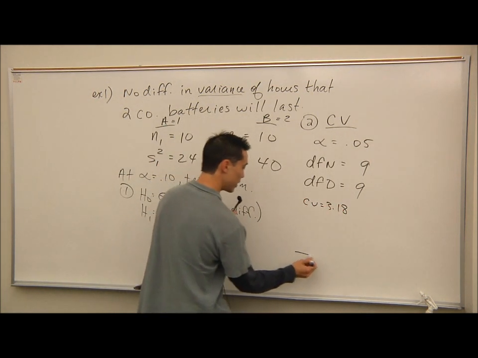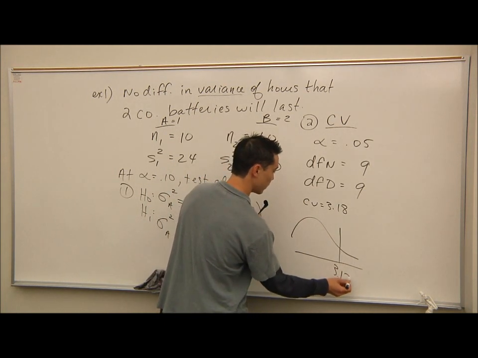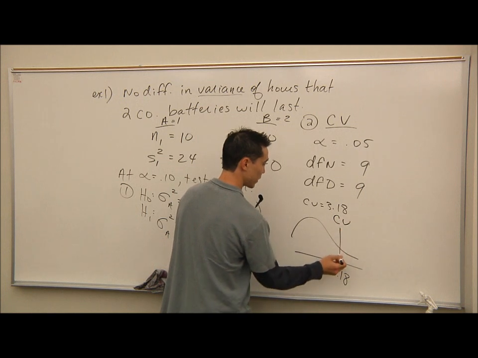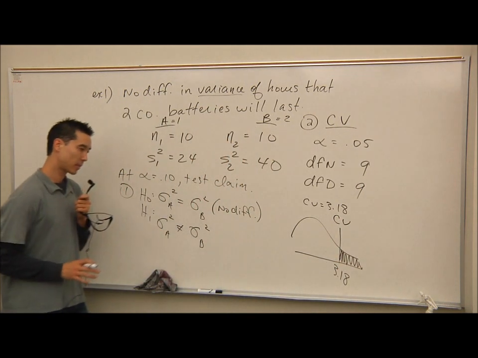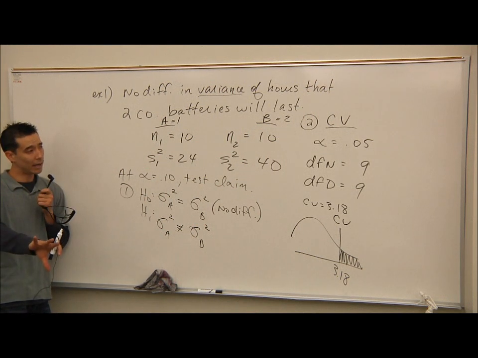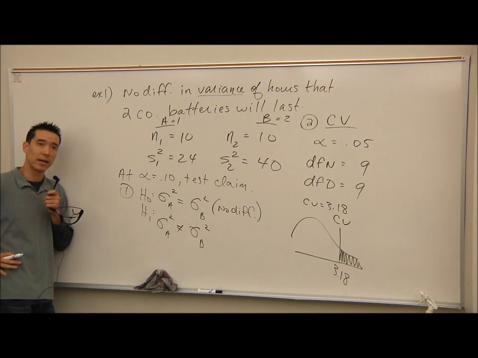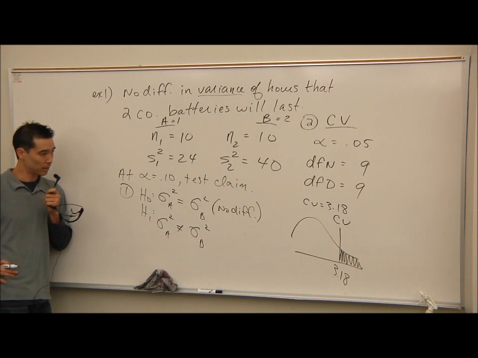Okay, so I'm going to make a little makeshift F distribution, and here's 3.18, and here's my critical value. Okay? When we're doing a 2-tailed test, we're only looking at one alpha side, so you're just going to look at the right side. In fact, all these problems, you're just going to look at the right value. So please put that in your notes. You're just looking at the right side.